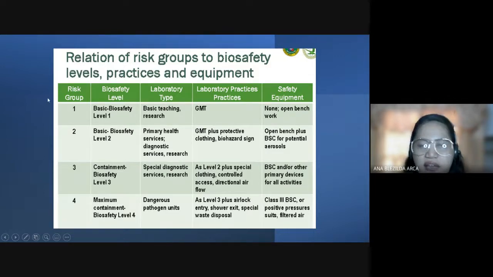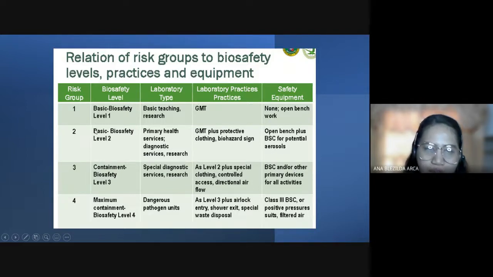Sabi ko nga kanina, yung risk group 1, ito yung bacteria sa hangin, bacteria sa lupa, bacteria sa tiyan mo, di ba? So, hindi talaga siya pathogenic. So, you can work with those bacteria in an open bench. Pwede, kahit sa lamesa lang. Yung risk group 2, 3, and 4, pathogenic na yan, di ba? So, dapat doon ka sa biosafety cabinet gagawa.